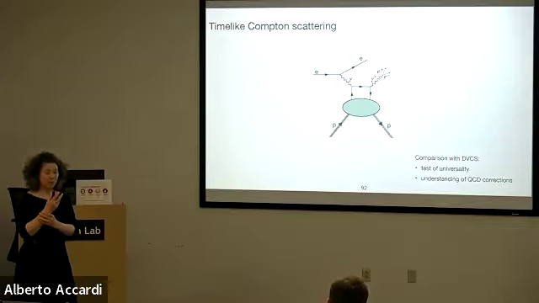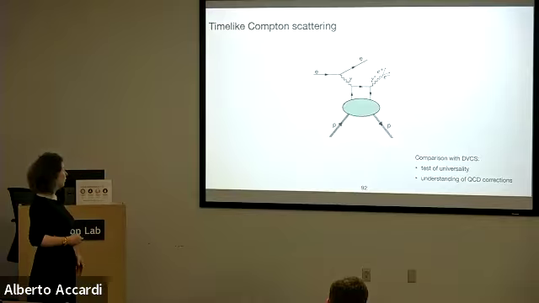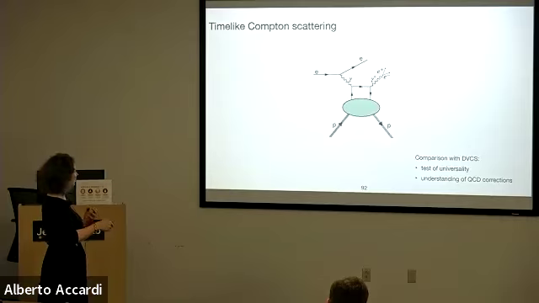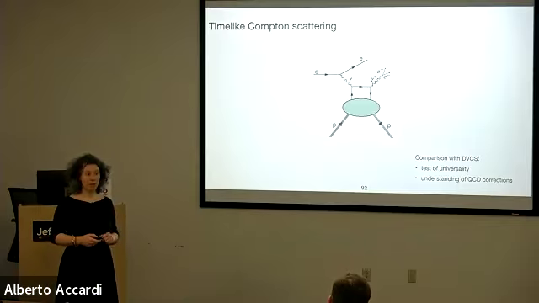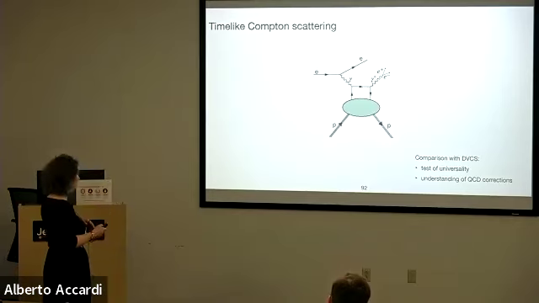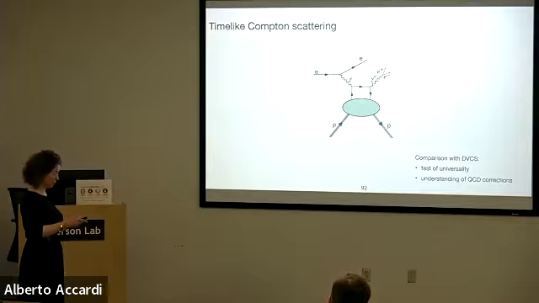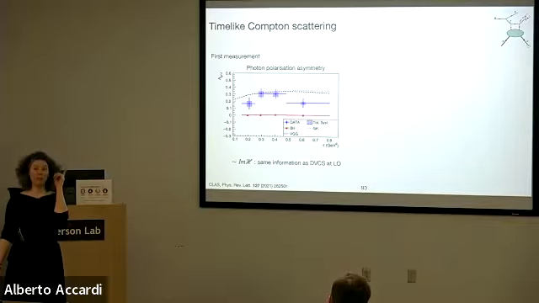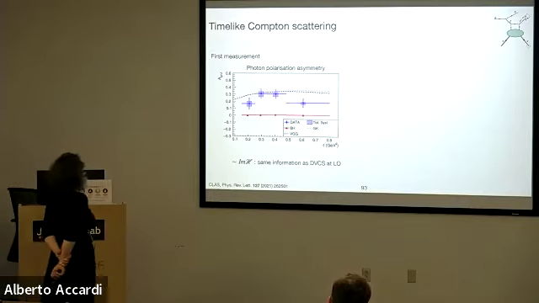So it allows us to test if the GPDs that we think we access are universal, and then to really understand if we apply all our QCD corrections correctly, so at leading order, next to leading order, etc. So at leading order, this process is supposed to give you the same information as DVCS, but then it's at next to leading order that things start to change a lot. And this has been measured once. And this once was here at Jefferson Lab, so by the CLAS experiment.